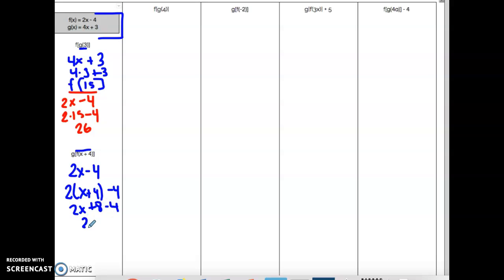So I've got 2x plus 4. And this is in brackets, and there's a g on the outside. So now what I'm going to do, you guessed it, use my g function to do this 2x plus 4. So let's go with red again. My g function is 4x plus 3. And instead of x, I'm going to use 2x plus 4. I am running out of room.